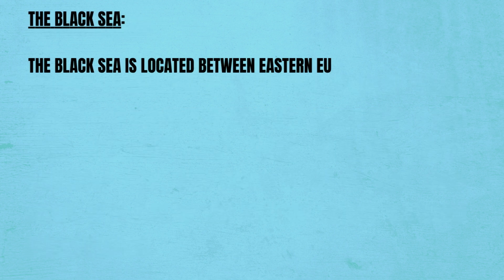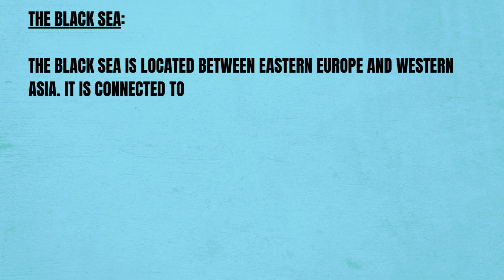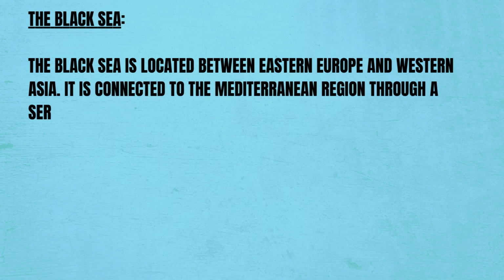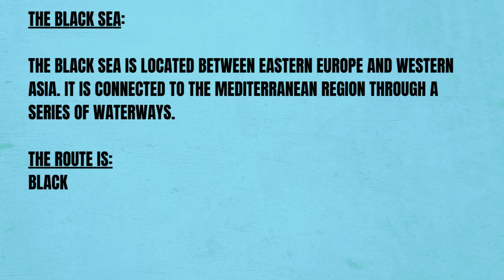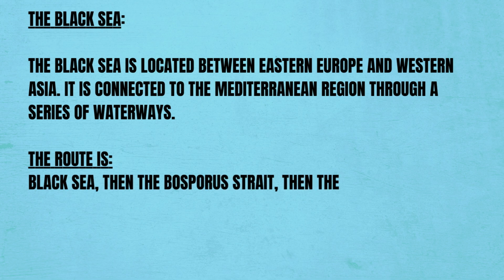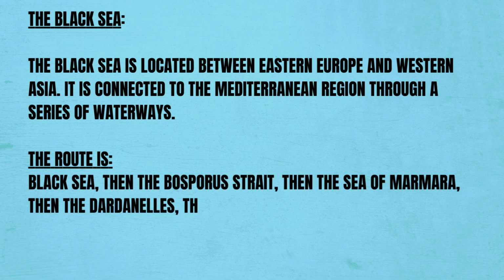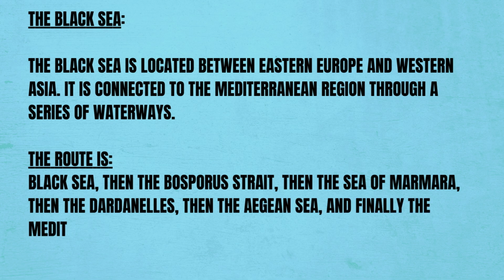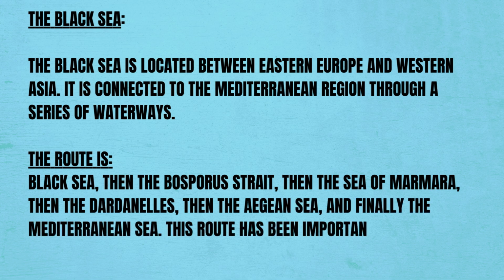The Black Sea. The Black Sea is located between Eastern Europe and Western Asia. It is connected to the Mediterranean region through a series of waterways. The route is Black Sea, then the Bosporus Strait, then the Sea of Marmara, then the Dardanelles, then the Aegean Sea, and finally the Mediterranean Sea. This route has been important for trade and travel.